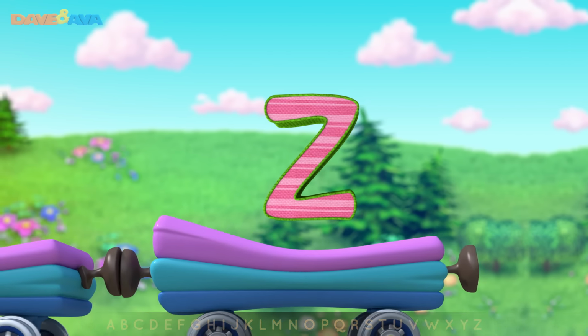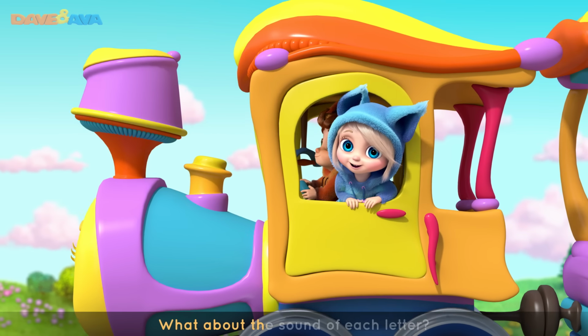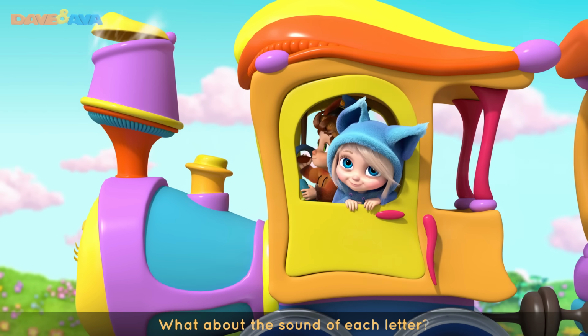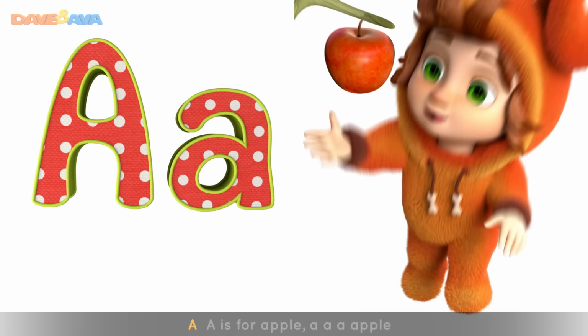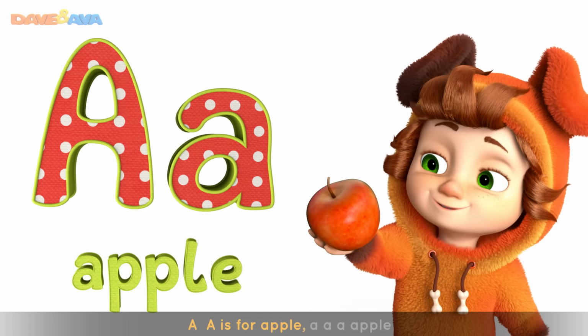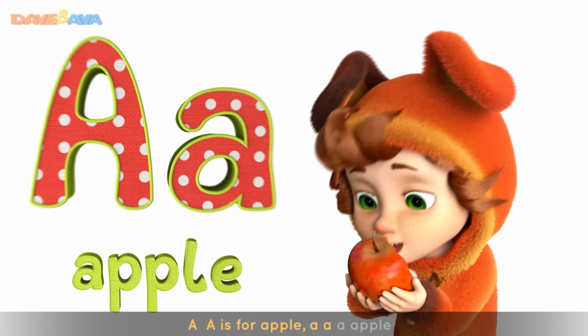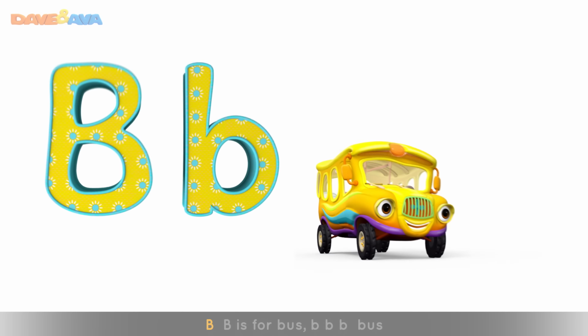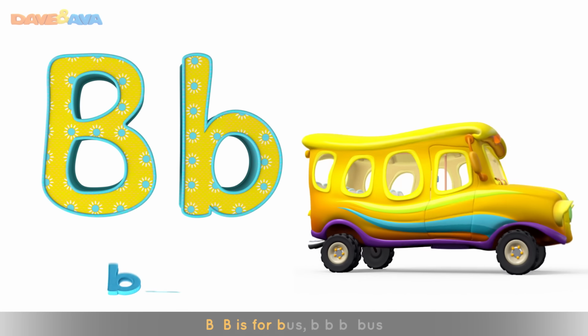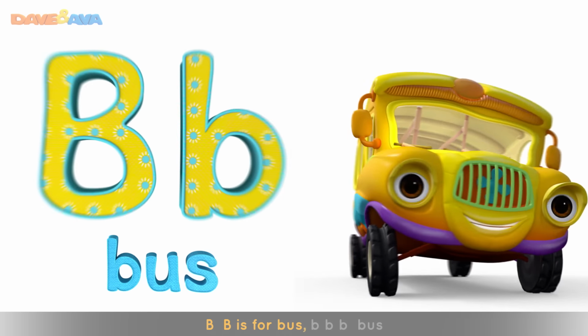Now we know all the letters. What about the sound of each letter? A. A is for apple. A, A, A, apple. B. B is for bus. B, B, B, bus.